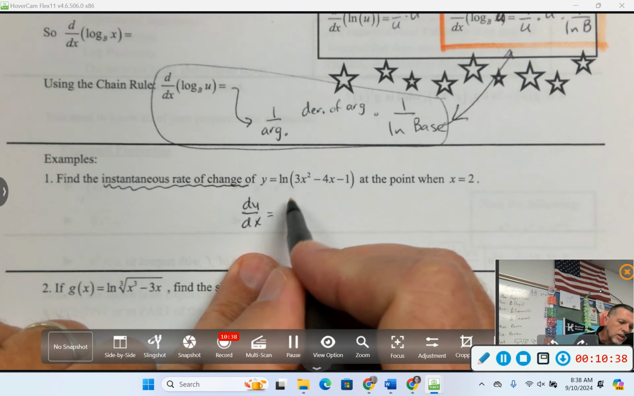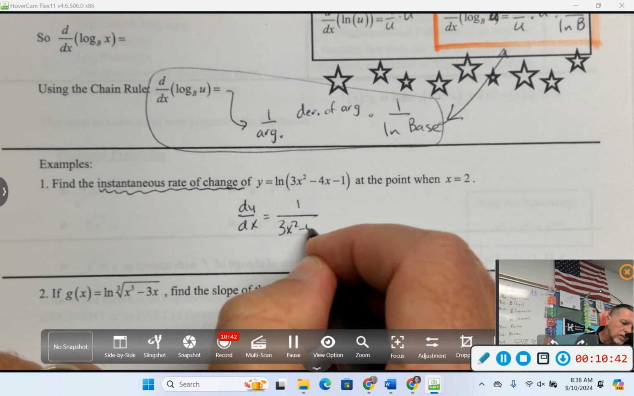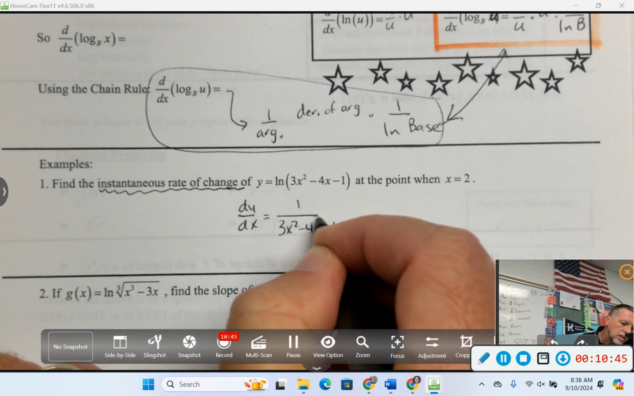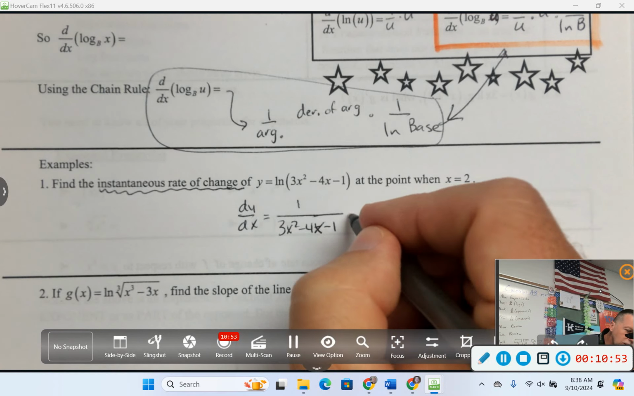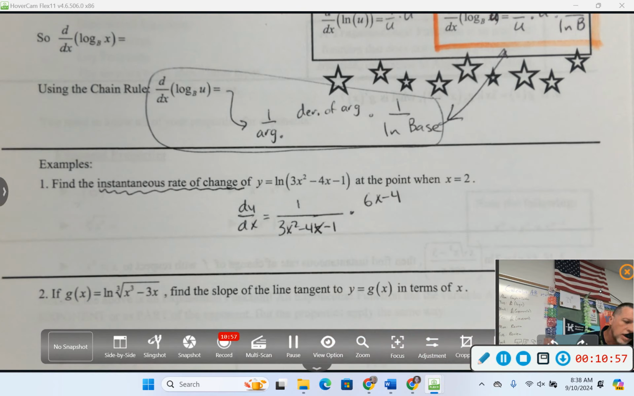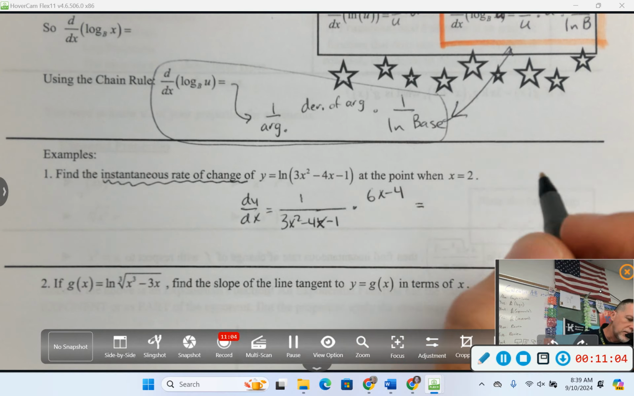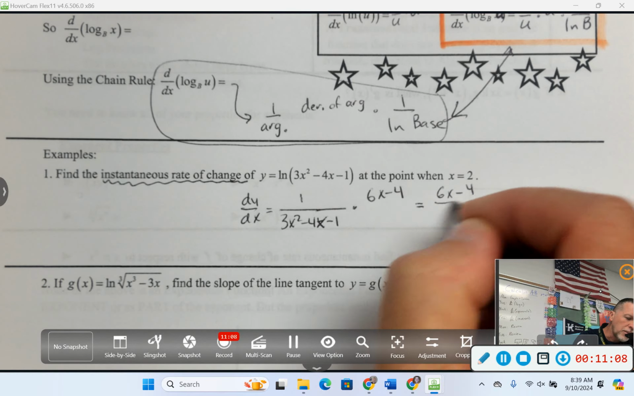Okay, back to this one. So 1 over the argument, 1 over 3x squared minus 4x minus 1. It's kind of the chain rule thing where you do one thing at a time. So 1 over the argument. Don't mess with the argument yet. Then chain rule that to 6x minus 4. And the base is e, so I don't have to worry about any more than that. Again, it would be easier if I would just write it as u prime over u.